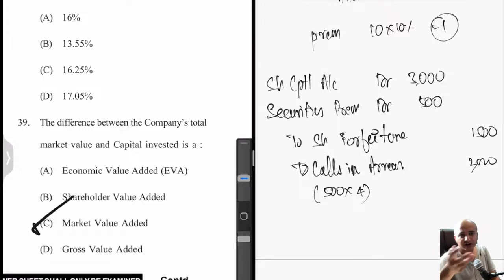And shareholders value added is again another term used to describe the value created for shareholders, but it is not commonly used in practice. And gross value added is something which you already saw in the 27th or 28th question when we solved that. Anyway, so that was easy.